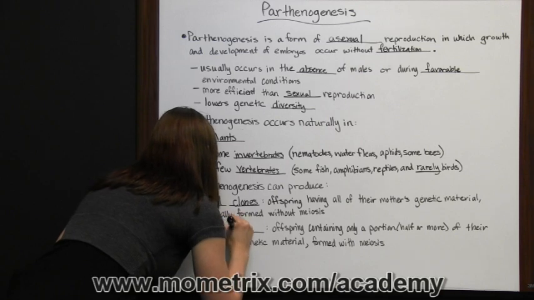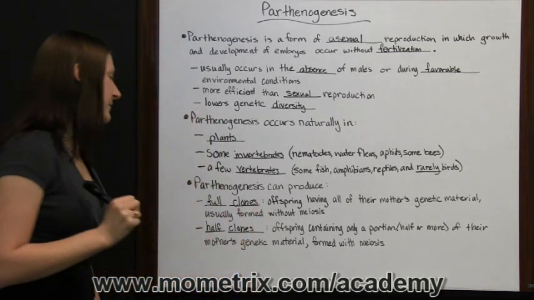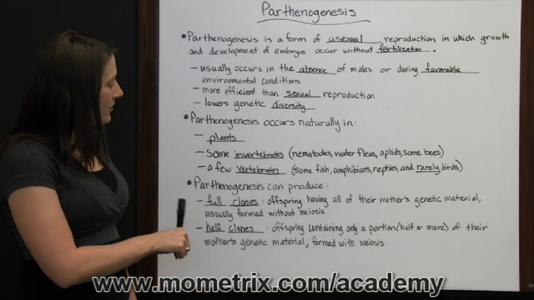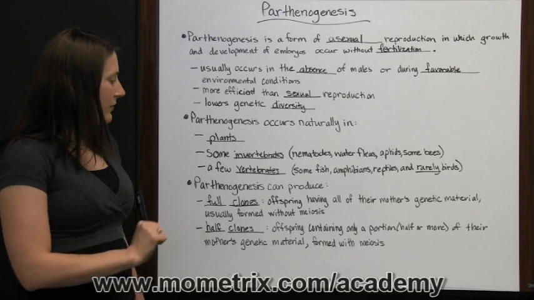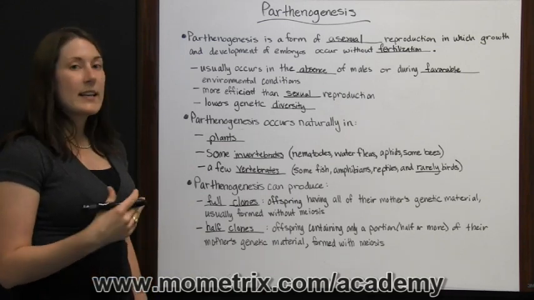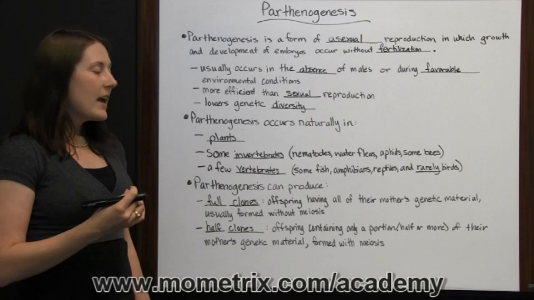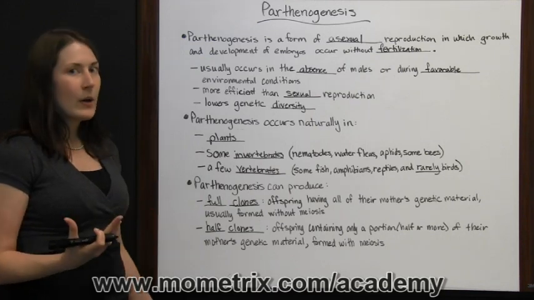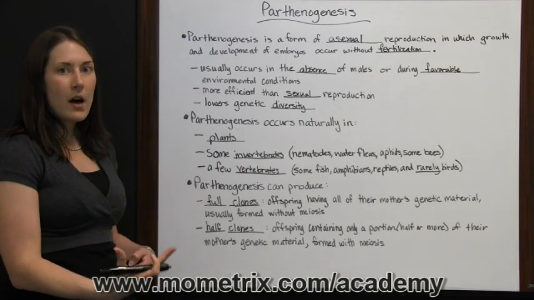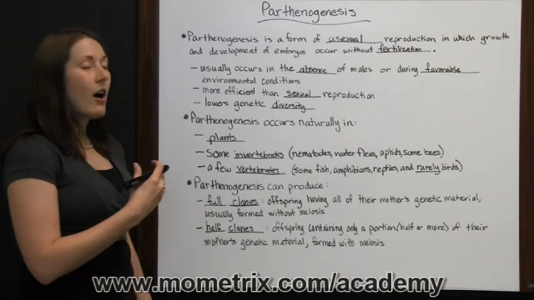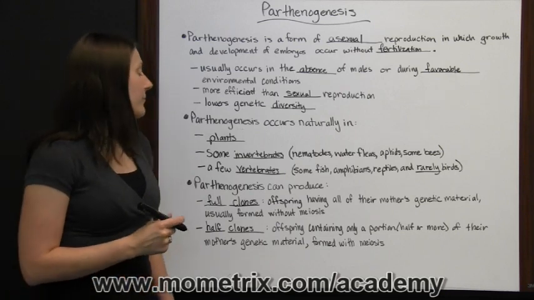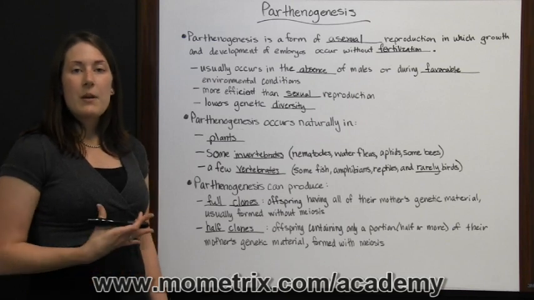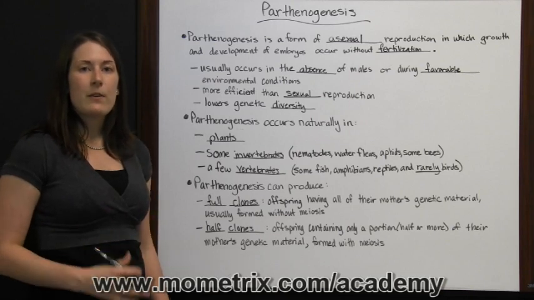Parthenogenesis can also result in half clones, and these are going to be offspring containing only a portion, at least half, but possibly more, of their mother's genetic material, and these offspring are formed with meiosis, and so they're going to get at least half of their mother's genetic material, and some of those alleles are going to become diploid and some are not, and so it's at least half of the genetic material, possibly more, where full clones are going to have all of their mother's genetic material. So, parthenogenesis is a special form of asexual reproduction where embryos are able to grow to adulthood without ever being fertilized.